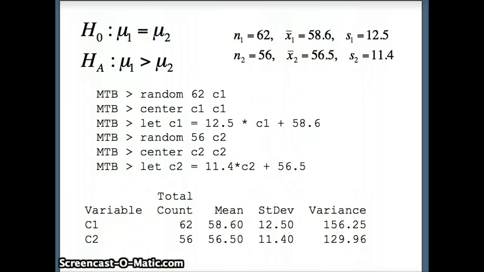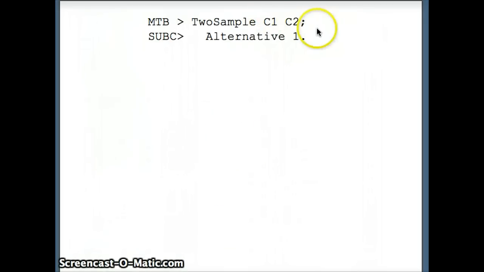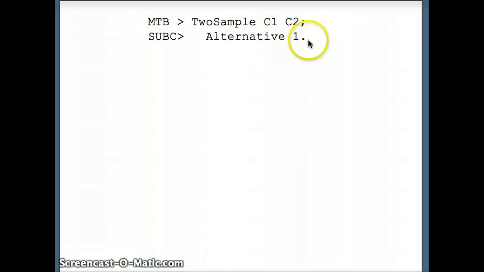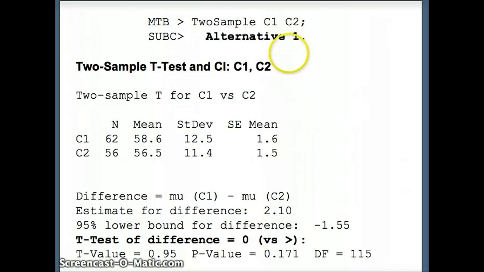So the command we need here is to sample C1, C2, but this time it's alternative 1. Why is that? Our HA is mu1 is greater than mu2. If mu1 is greater than mu2, our alternative hypothesis is positive 1. So alternative positive 1, period, is what we need here. And then you'll see the results. Notice I've highlighted alternative 1, and that tells me test of difference equals 0 versus greater than. Mu1 minus mu2 equals 0 versus mu1 minus mu2 is greater than 0. So alternative 1 corresponds to an alternative hypothesis of greater than.